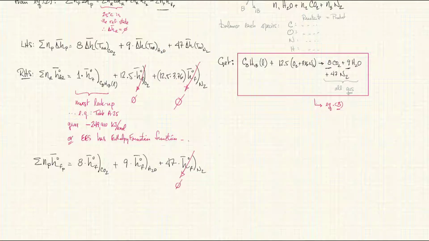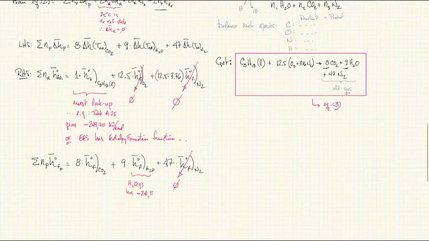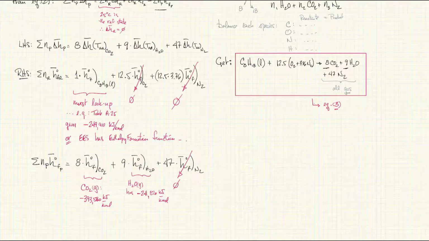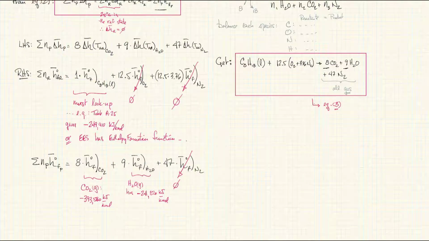Again, the N2 is going to be 0, but the H2O in gaseous form is not, and it has an enthalpy of formation of minus 241,820 kilojoules per kmol. Similarly, for the CO2 in gas form, the enthalpy of formation is minus 393,580 kilojoules per kmol. So that's also on the right-hand side. Notice there's a minus sign in front of that.